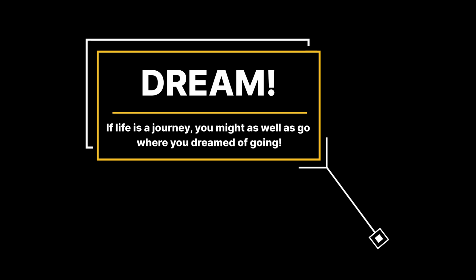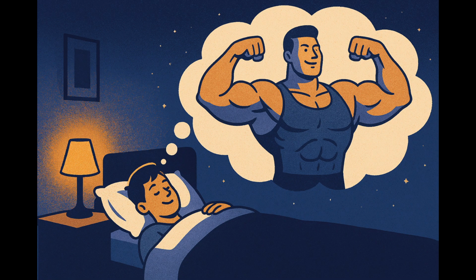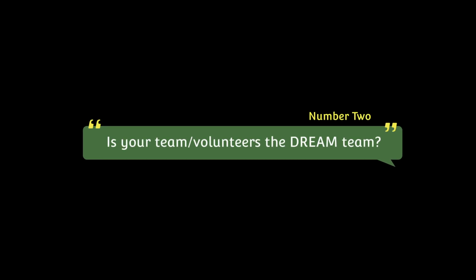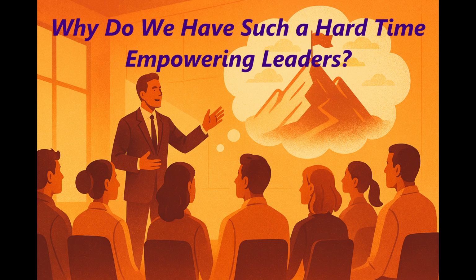An ill-equipped dreamer is dangerous to your team, but one who has been well-trained and coached up to this point is a powerhouse. Number 2 in your guide asks, is your team as well as your volunteers the dream team? Staying true to the organization's ultimate vision is the leader's job, but it's also the leader's job to inspire and empower his or her team to dream of achieving it.